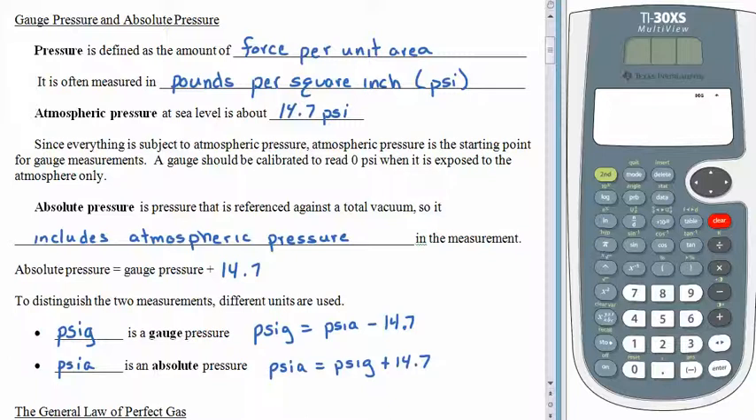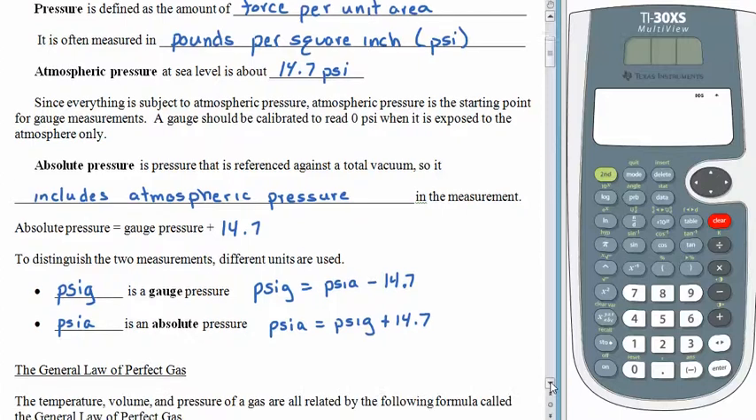And hopefully by now you're looking at these two formulas here and you're realizing that all you really need of these is one of them. We've got that idea of inverse operations, right? To undo adding 14.7, you just subtract 14.7. So usually we're given a gauge pressure and we have to add atmospheric pressure in to figure out the absolute pressure. Okay, so let's move on.